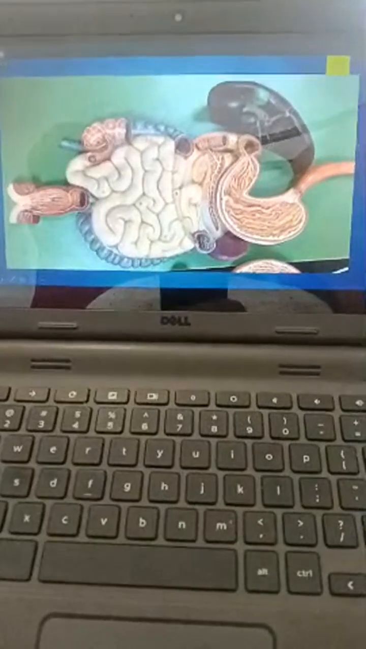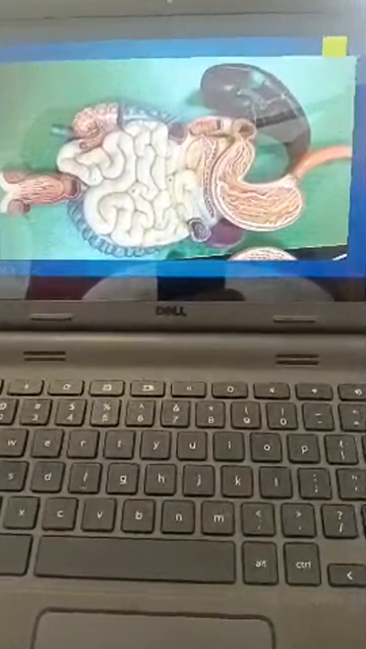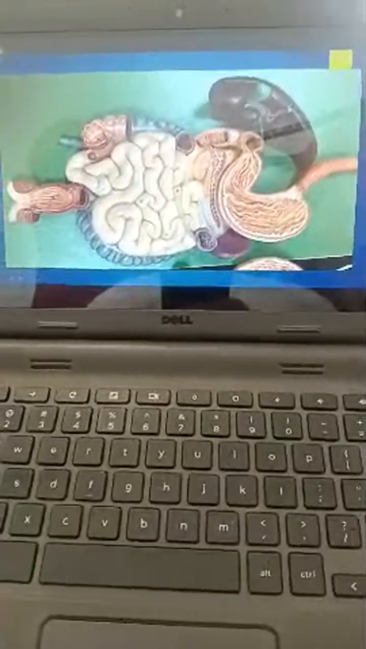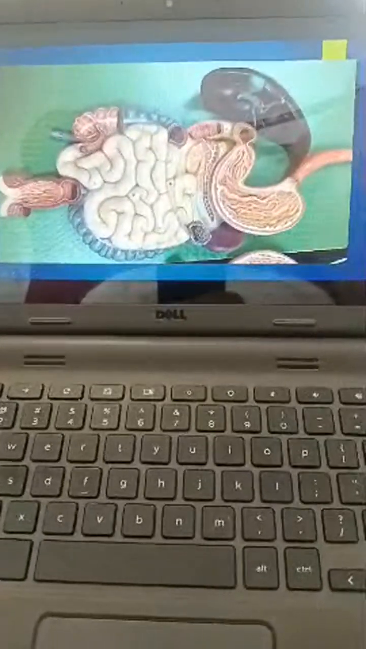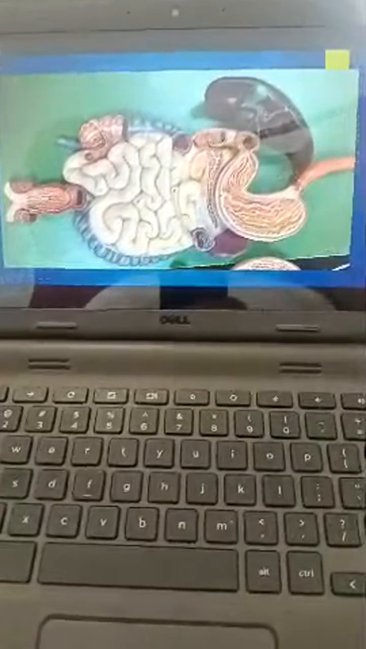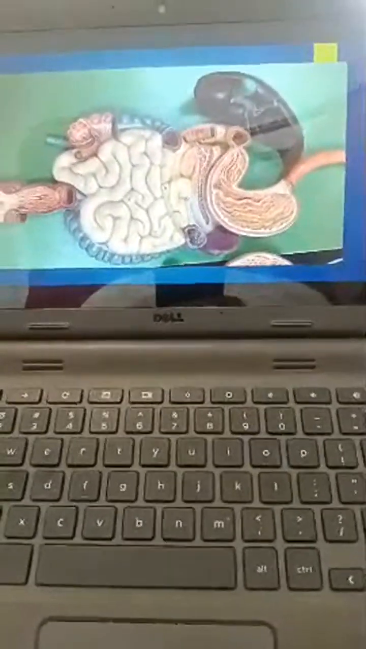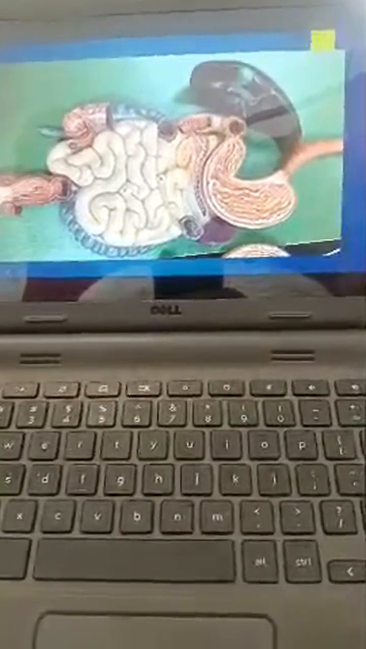Same model, I've just removed part so we can see the internal structure. So again, the esophagus, the cardiac region of the stomach, fundic region of the stomach, body region of the stomach, pyloric region of the stomach. Right here is the cardiac sphincter, or the lower esophageal sphincter. This is the pyloric sphincter.